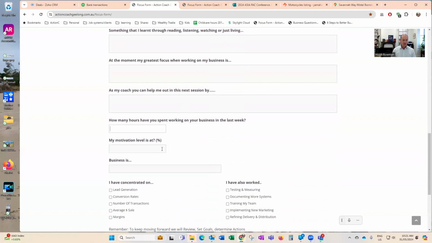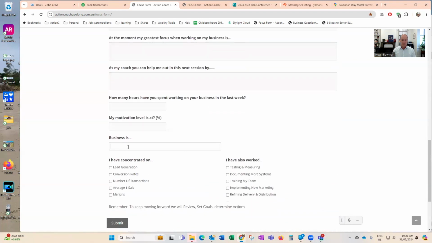So motivation level, hey, I want to know what that is. And this is another mindset thing. Business is, what is it? Now that's usually going to come straight off your head, but if it's going strong, busy, tight, difficult, where's your mindset? That gives me an indication of what we need to work on.